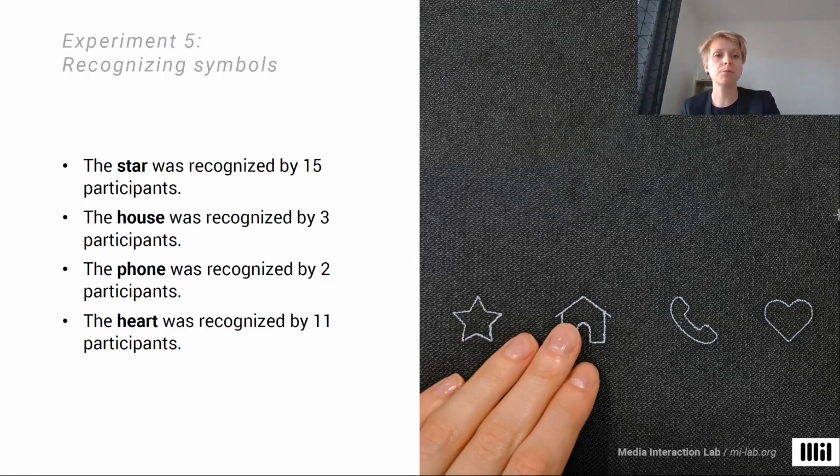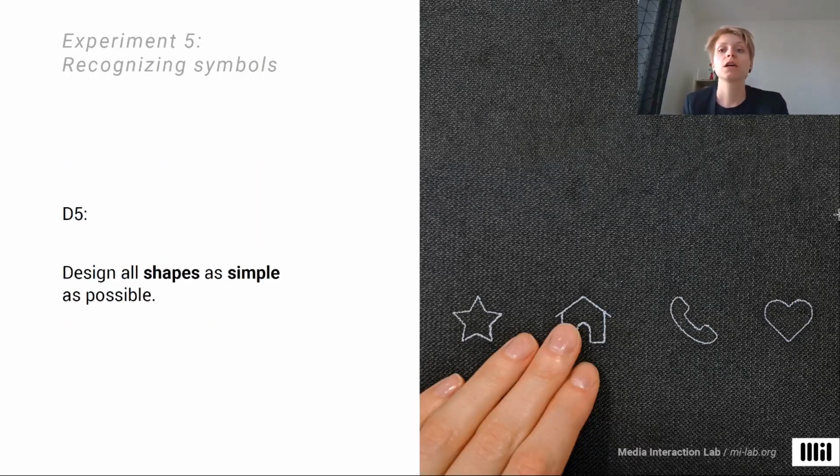Although the symbols were picked specifically in a way that they would be recognized immediately by most of us if we look at them, we are not so good at recognizing them only through touch. The one that was recognized the most was the star, still only by 15 participants. So this is half of everybody we tested. So the last design recommendation: design all shapes as simple as possible. And here I would also like to add that in the case of textiles, maybe it would make sense to combine this with other parameters, for example different textures or different heights, different sizes, stuff like this.